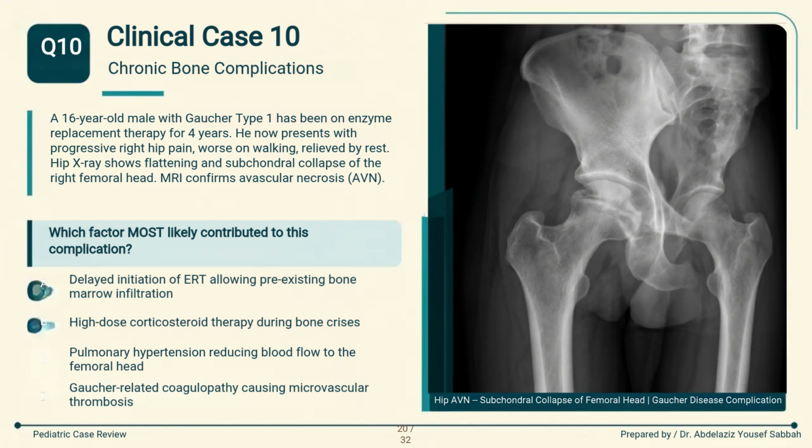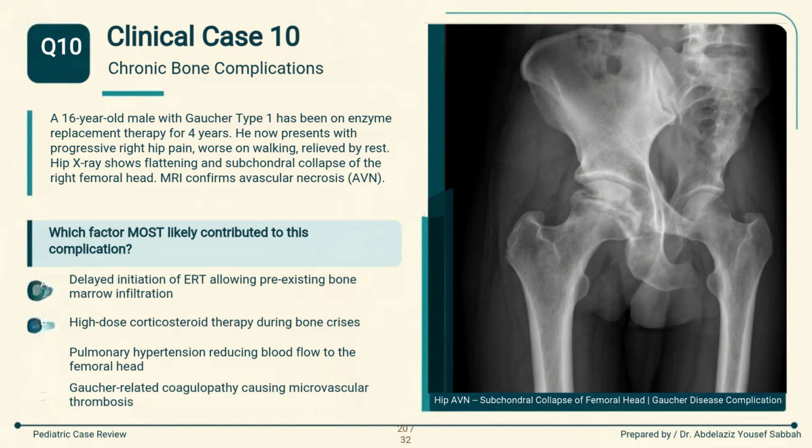Clinical Case 10. A 16-year-old male with Gaucher type 1 has been on enzyme replacement therapy for 4 years. He now presents with progressive right hip pain, worse on walking, and relieved by rest. A hip X-ray shows flattening and subchondral collapse of the right femoral head, and magnetic resonance imaging confirms avascular necrosis. Which factor most likely contributed to this complication?